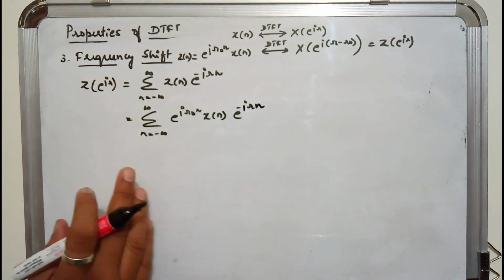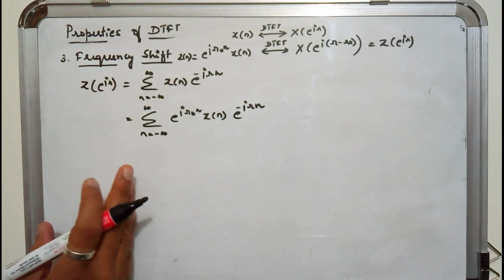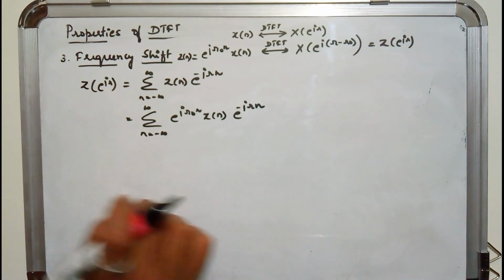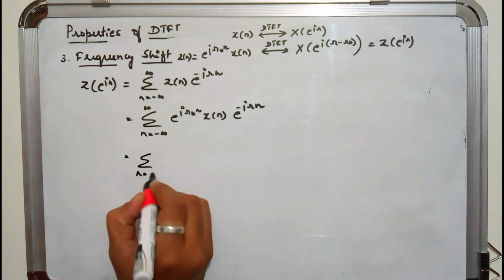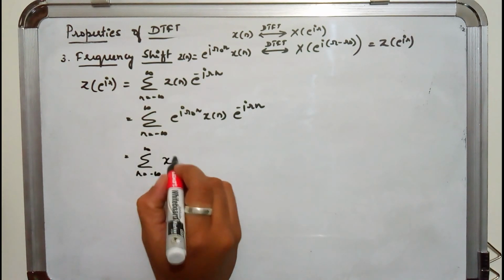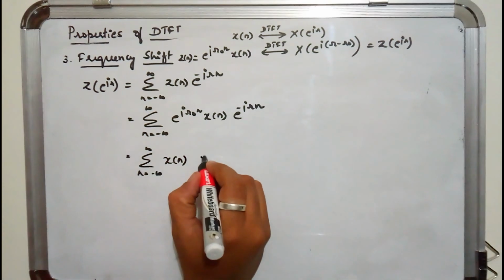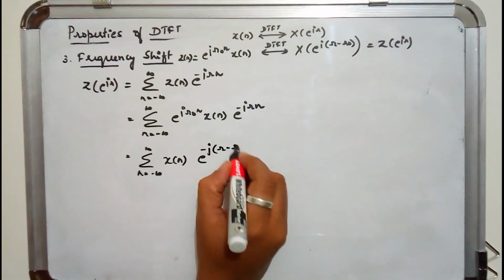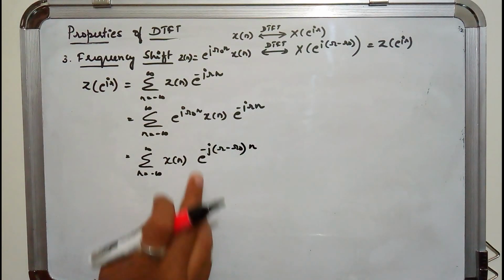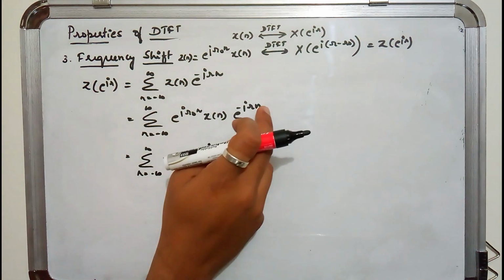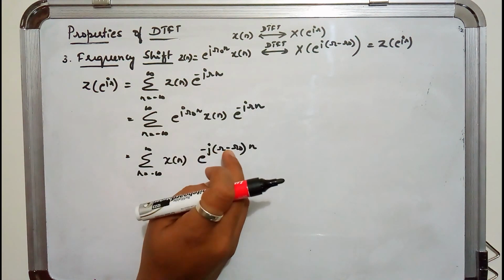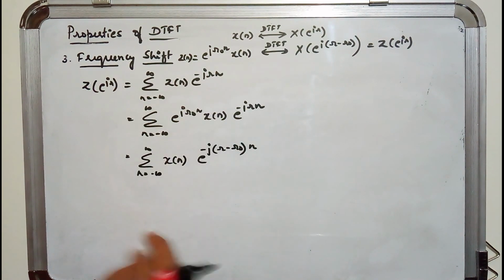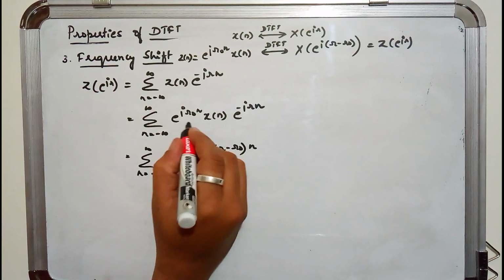All these properties are similar. In CTFT also I have solved this. So this is in DTFT, this integration in CTFT will be replaced by summation. So summation n is equal to minus infinity to infinity x of n, I will be getting e power minus j into omega minus omega naught into n. See, minus j omega n is this, minus j into minus omega naught, it's plus j omega naught n is this. So I have just combined these two terms.